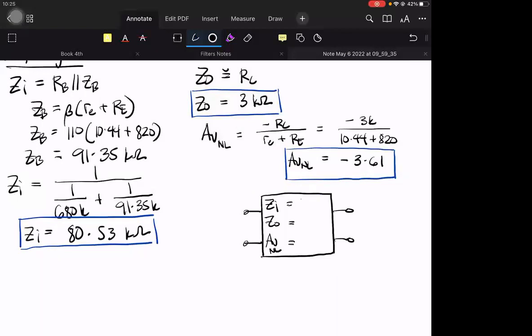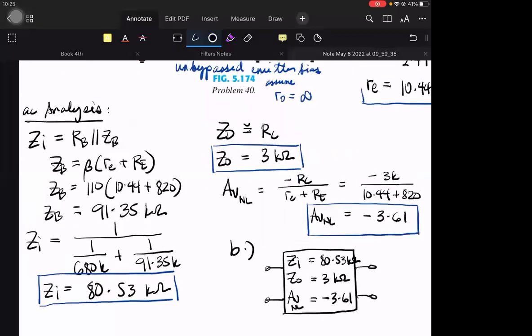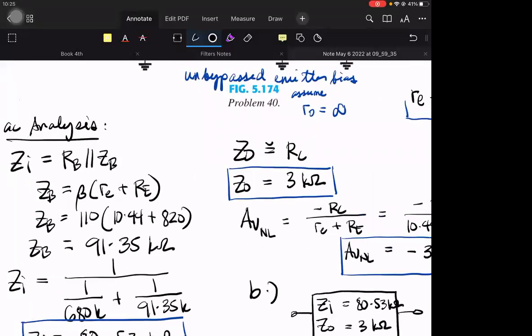So 80.53K, 3K, and negative 3.61. That is part B. And this is part A.